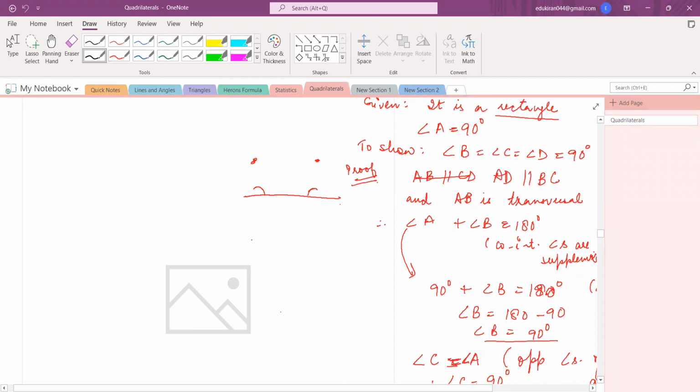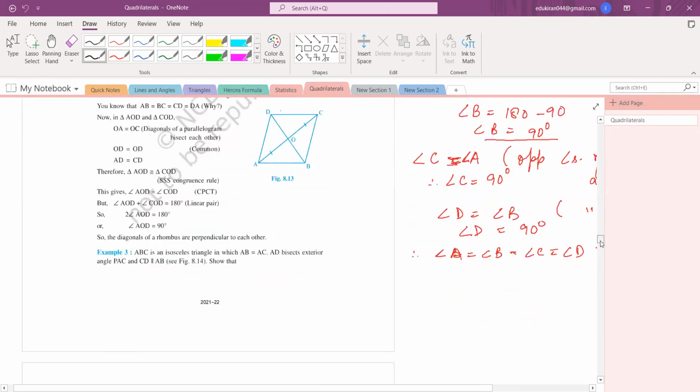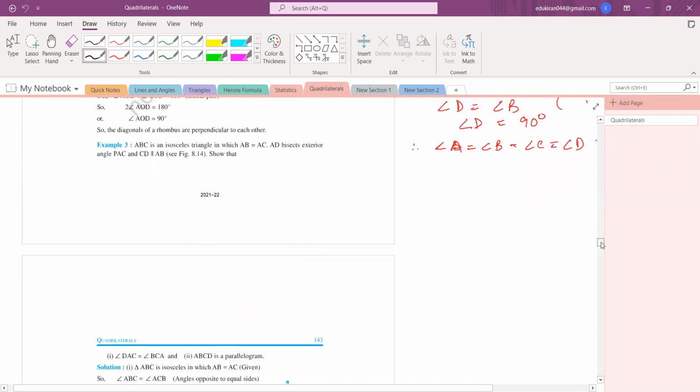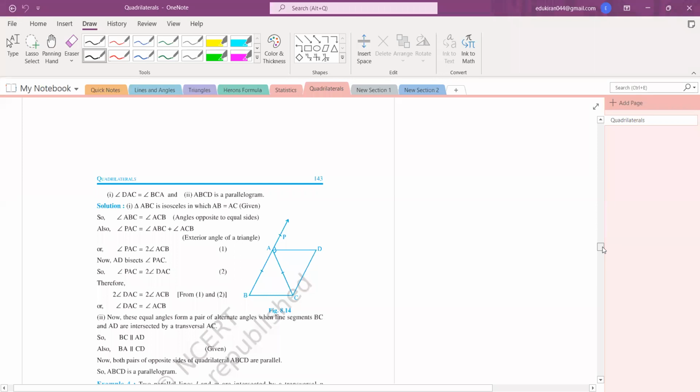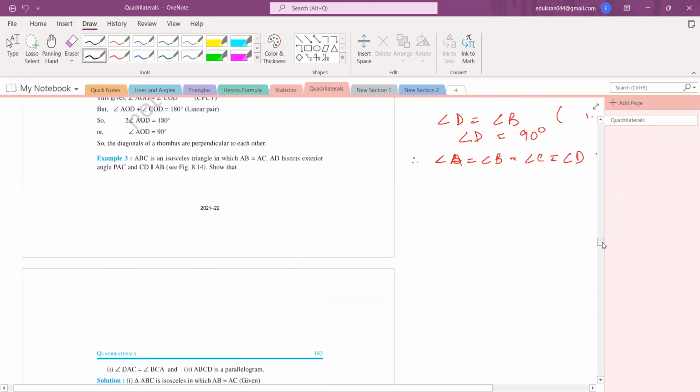This example 3 is a good one. It can come in your exam also. So it says that ABC is an isosceles triangle. This is the figure. Look in your books. With AB equal to AC, AD bisects exterior angle PAC.